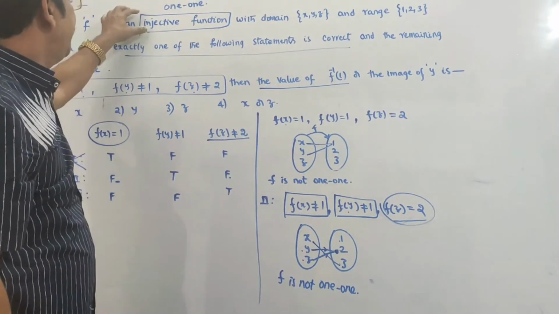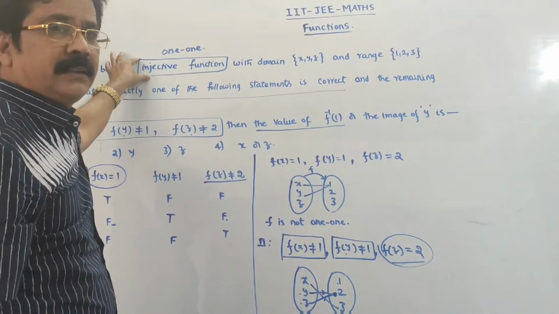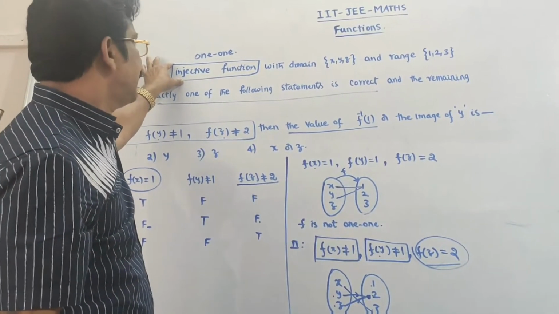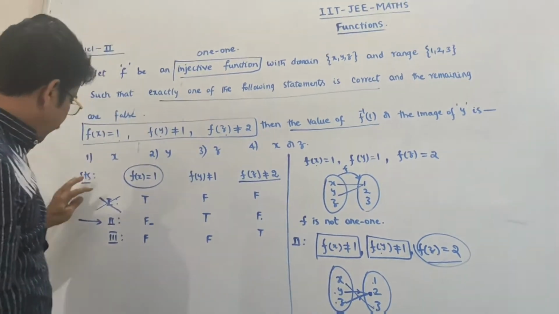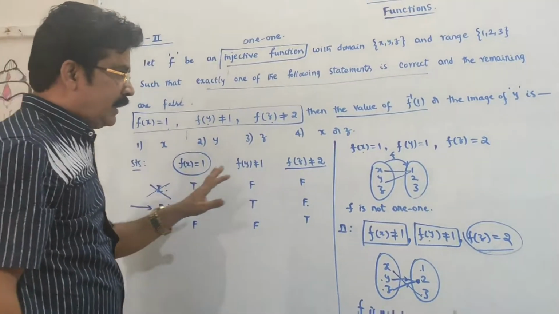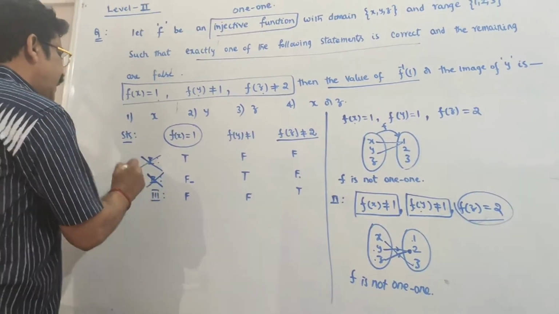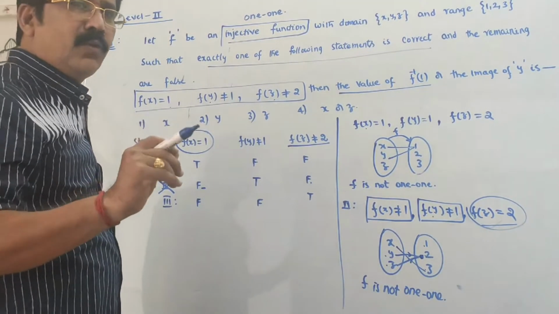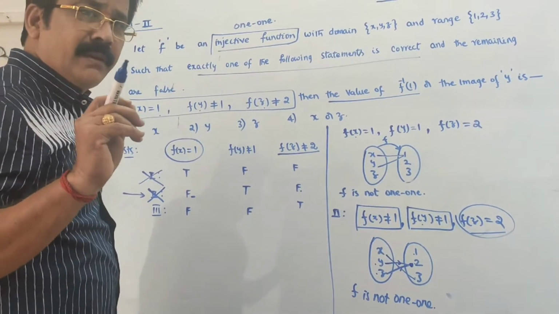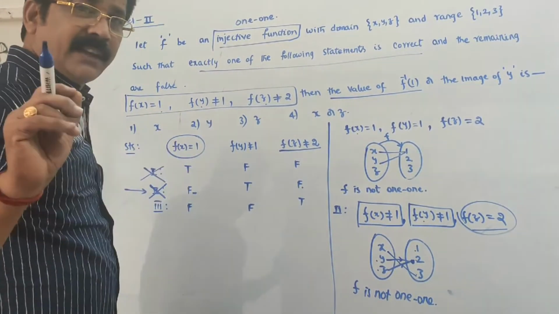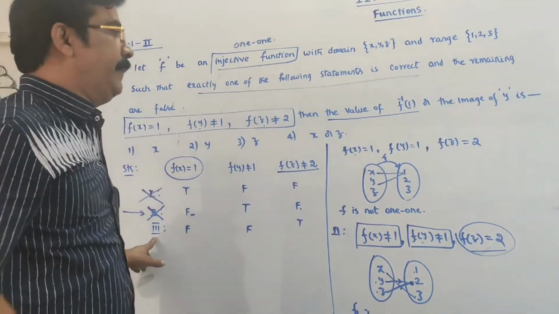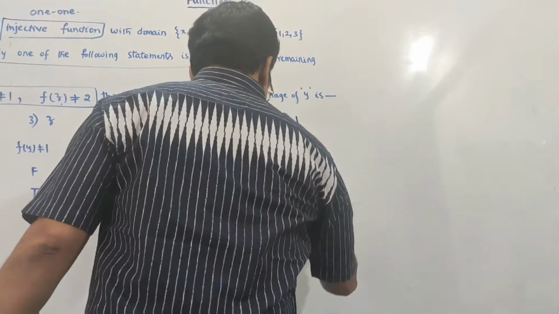Already it is the hypothesis in the given data. The question says f is one-one function, but according to case 1 and case 2, f is not a one-one function. Therefore, we ignore case 1 and case 2. Next, come to case 3.